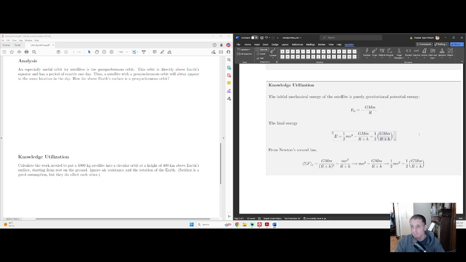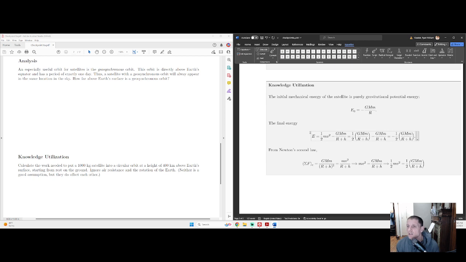Minus this thing. And what you have here essentially is 1/2 x minus x, which is negative 1/2 x. X here would be G big M little m all over r plus h. So what we can say is that this is going to be negative 1/2 G big M little m over r plus h. So this is our final energy.